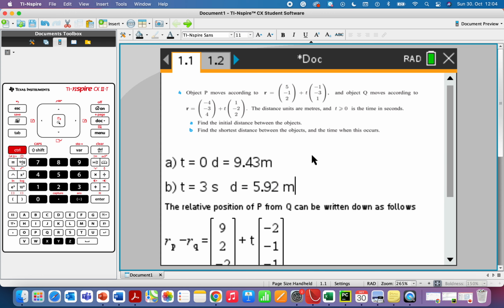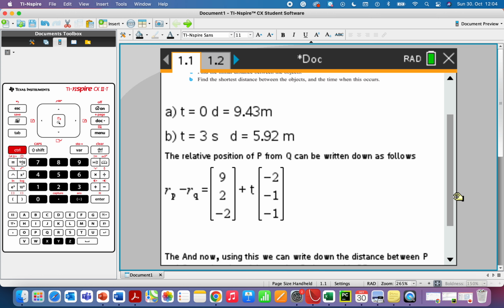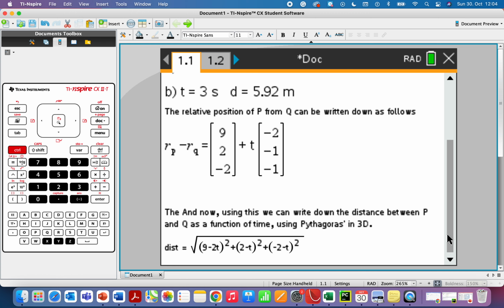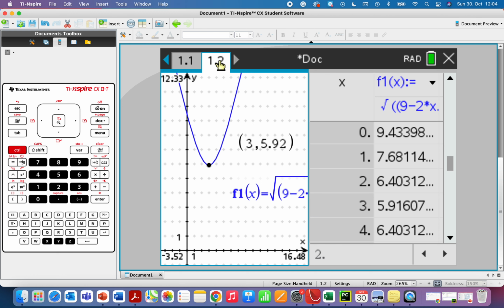5.92. So there you go, the actual idea when you try and find the distance between two moving objects in 3 dimensions, also in 2 dimensions. If you first work the relative position of one object from the other by a simple subtraction of positions, and then feed that into the distance formula, and then graph the distance formula, we have all the information we need.